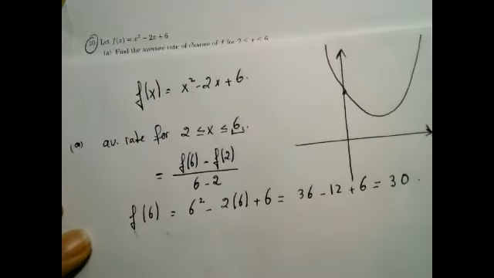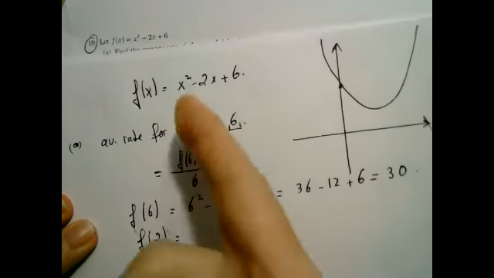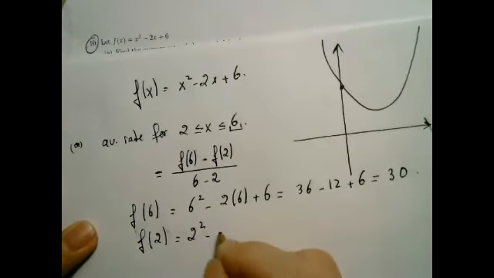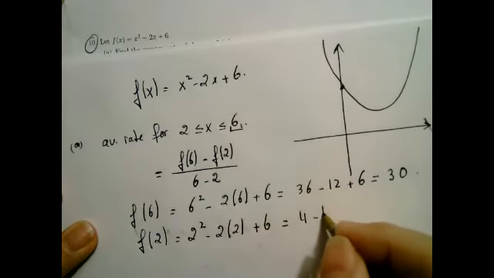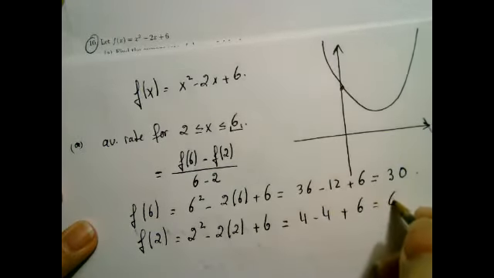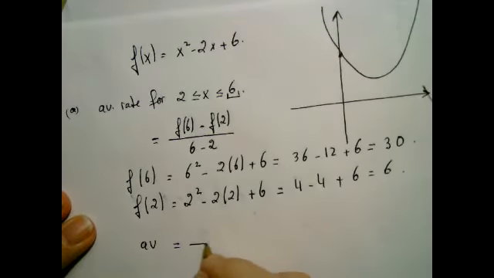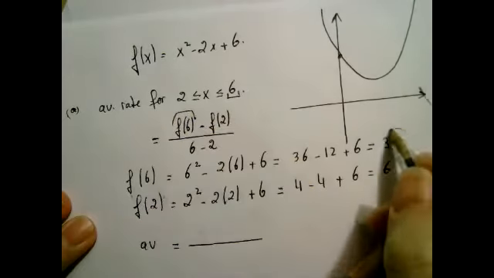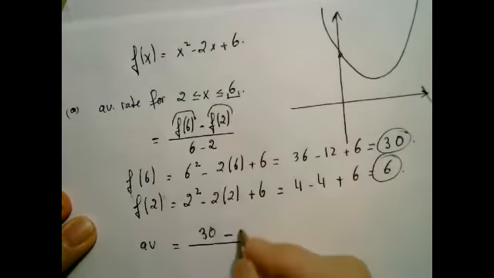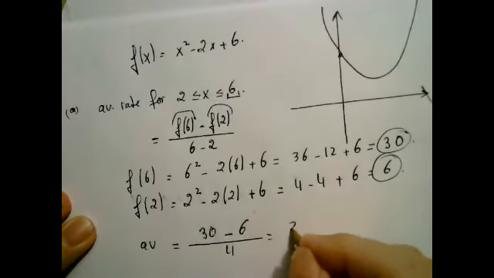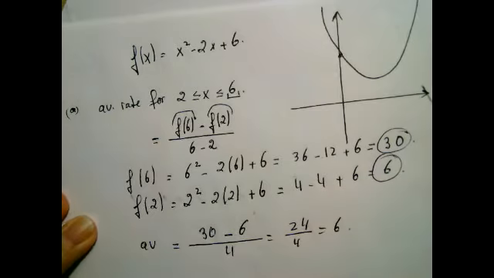If I make any algebra or stupid arithmetic mistake, please correct me. Now, what is f of 2? I plug in 2 for x. It's 2 squared minus 2 times 2 plus 6. That's 4 minus 4 plus 6, which is equal to 6. So my average rate is f of 6, that's 30, minus f of 2, that's 6, over 4. Means 24 over 4, which is equal to 6.